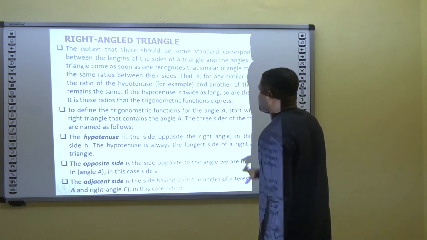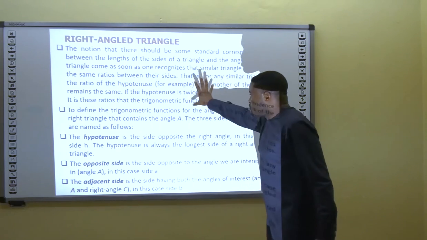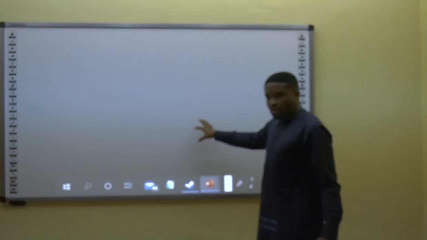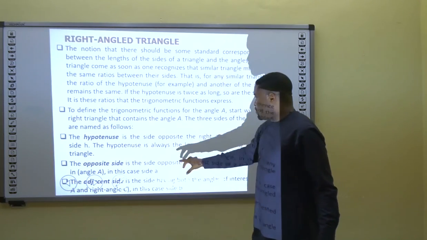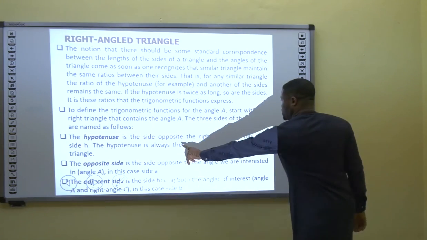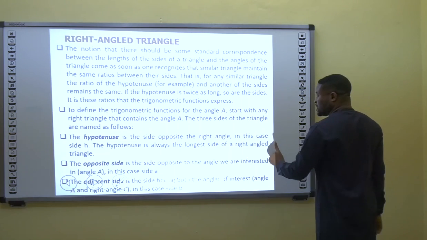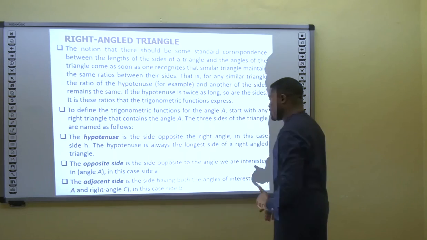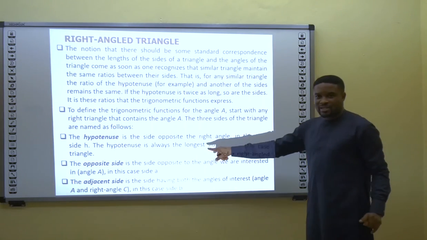So then we have various. You can read this to understand. This does not need so much explanation. But the hypotenuse is the side opposite the right angle. In this case, side H. The hypotenuse is always the longest side of the right angle triangle.